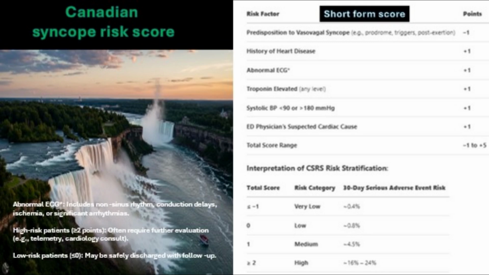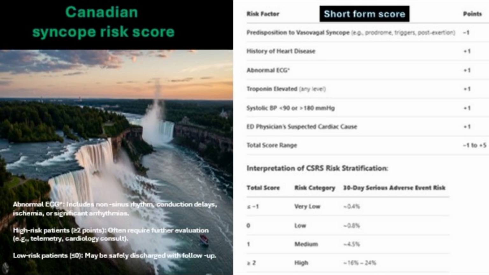Predisposition to vasovagal symptoms, -1 point. History of heart disease, +1 point. Any systolic blood pressure less than 90 or greater than 180 millimeters of mercury, +2 points. Elevated troponin level, +2 points. Abnormal QRS axis, less than -30 degrees or greater than 100 degrees, +1 point. QRS duration greater than 130 milliseconds, +1 point. Corrected QT interval greater than 480 milliseconds, +2 points. Emergency department diagnosis of vasovagal syncope, -2 points. Emergency department diagnosis of cardiac syncope, +2 points.